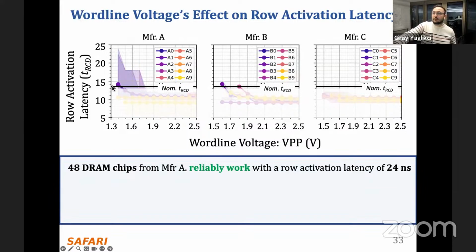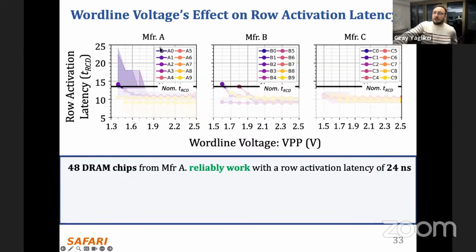So if you look at the values here above the nominal activation latency, for manufacturer C, for example, we do not need to change anything, right? So we can just use the nominal activation latency, and the activation event itself happens before this timing parameter is satisfied, right? So there is no need for any change here.